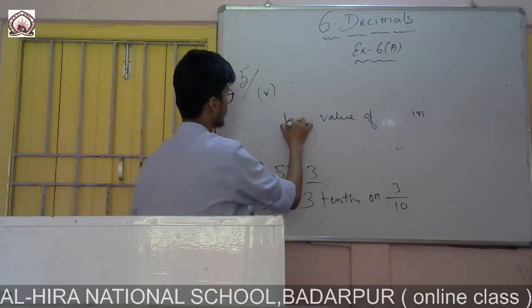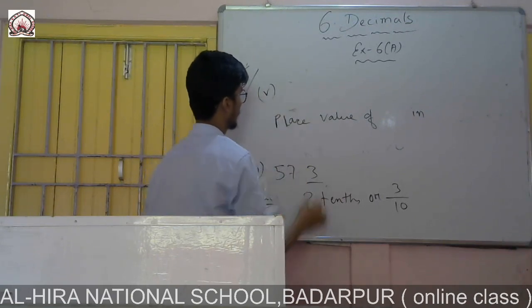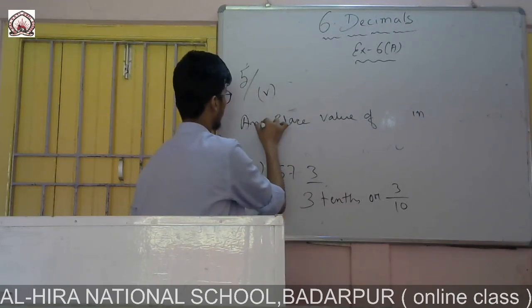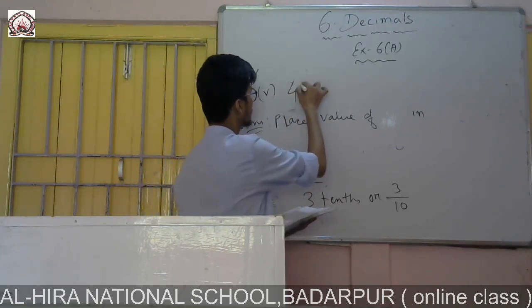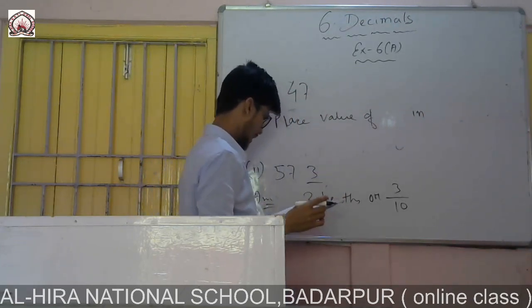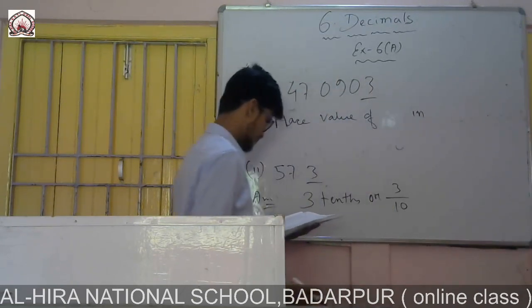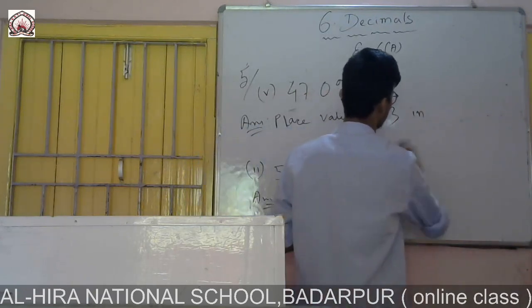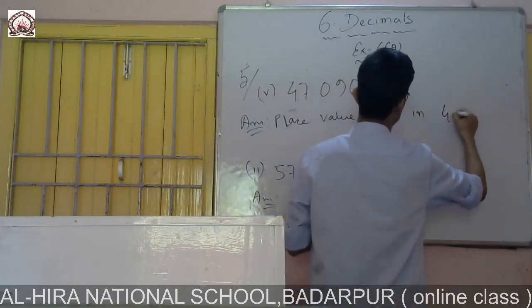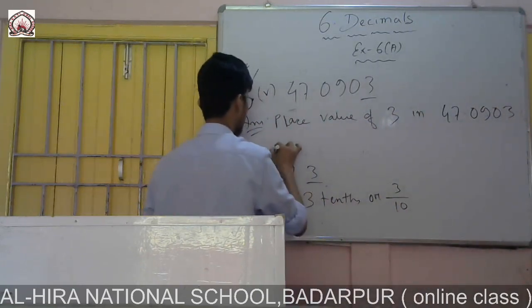Roman number 5, you see. It is given 47.0903. You have to find the place value of this 3. So the place value of 3 in 47.0903 is, what is the place value?